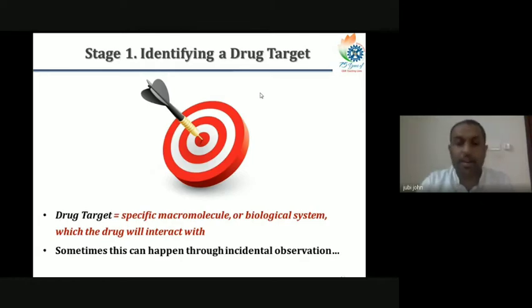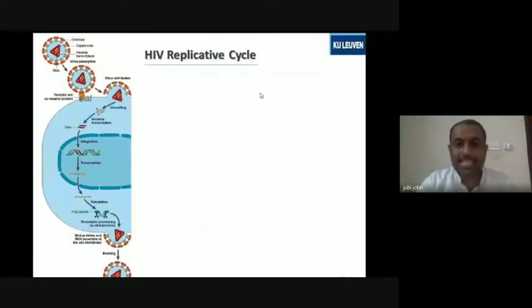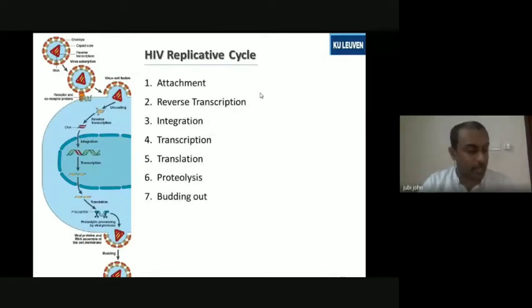In order to find a drug target for HIV, we looked at the replicative cycle of the HIV virus, and it has 7 stages. In the first stage, the HIV virus attaches to the cell membrane of the host cell, and the genetic material is released inside through the membrane. The second stage is reverse transcription. During this stage, the HIV RNA is converted into a new DNA.